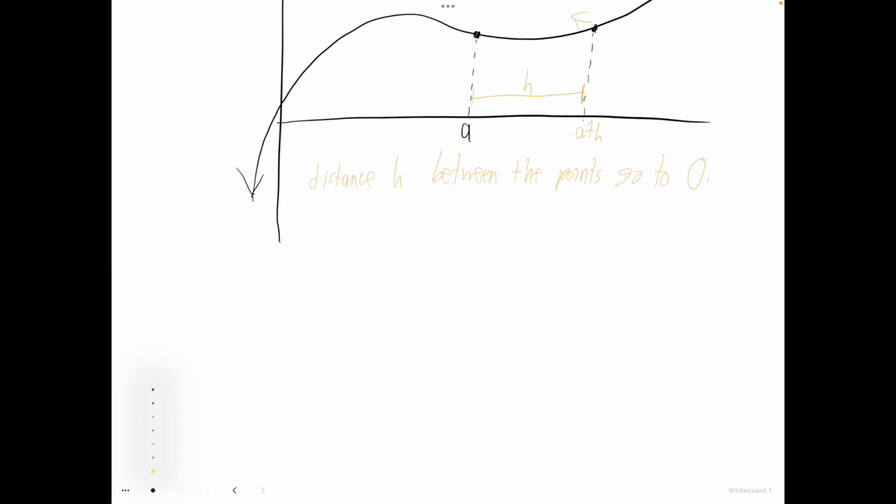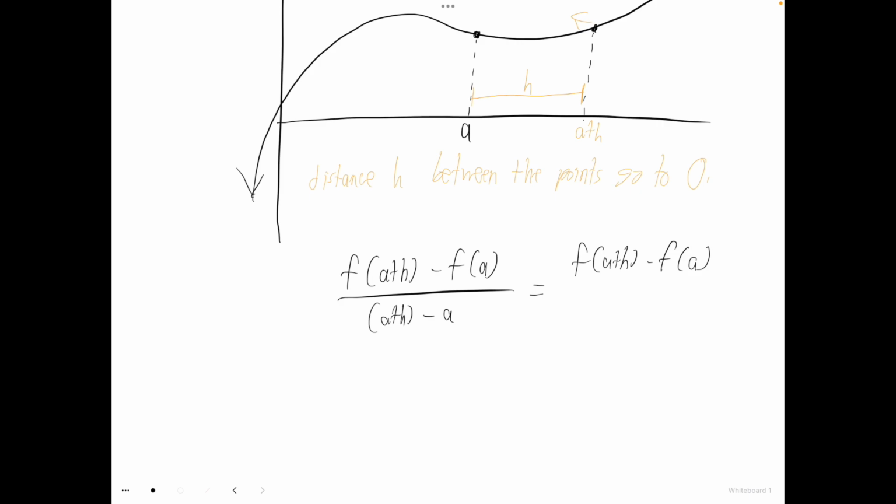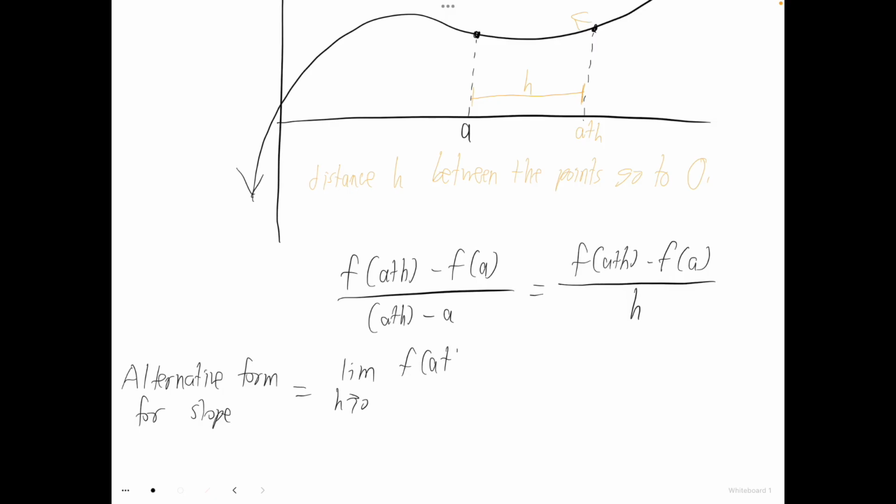And so if we write this down as a formula, if we look at the slope of the tangent line, this would be f of a plus h minus f of a divided by a plus h minus a, which is just f of a plus h minus f of a divided by h. And so our alternative form for slope is the limit as h goes to 0 of f of a plus h minus f of a divided by h.